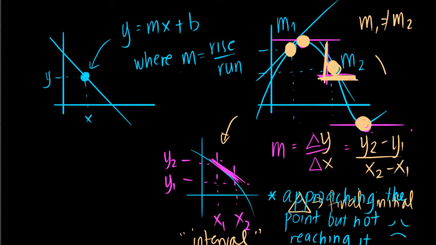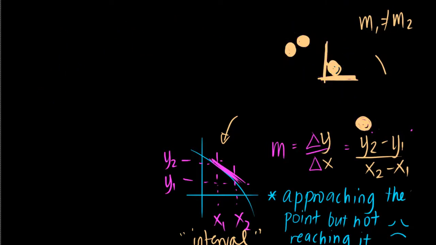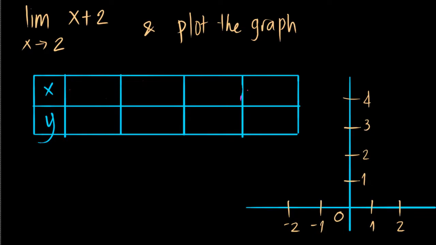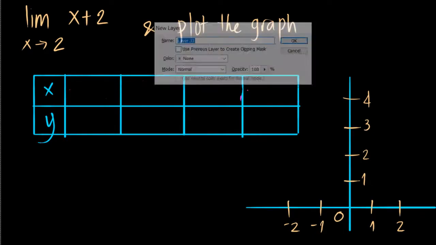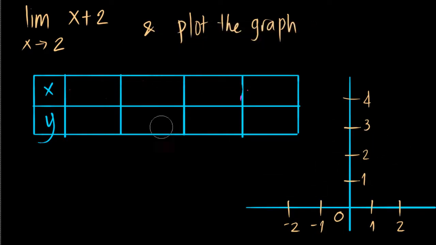So, yeah guys, our point is approaching the point but it's not reaching it. So, it's kind of sad. Charot. Okay. So, what are going to be the processes to look for the limits of functions? So, one example, guys, is looking for the limit of x plus 2.